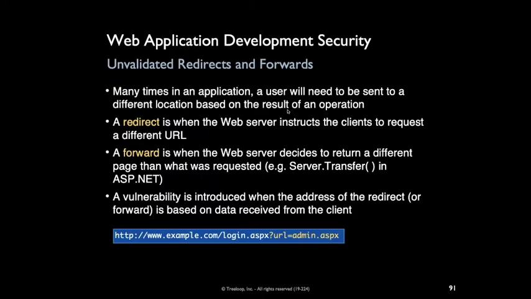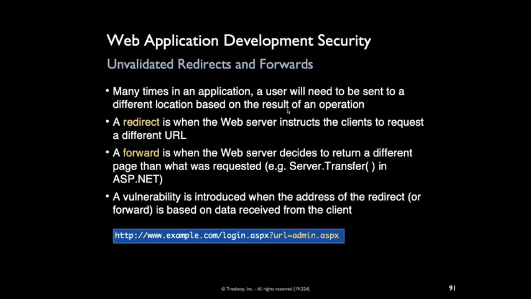Unvalidated redirects and forwards. This is one I think we also touched on, which is whenever you're sending your users to some other place, don't just blindly send them somewhere based on something coming from the client. Have some sort of validation, some sort of check, or some sort of limited possible places where you can go, because you don't want the ability for somebody to manipulate that to force your users to go off to some other place. We call this unvalidated redirects and forwards.